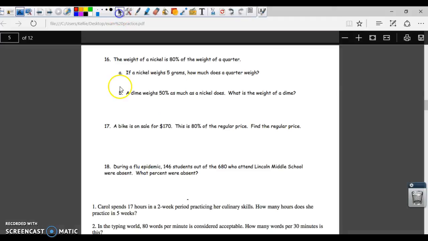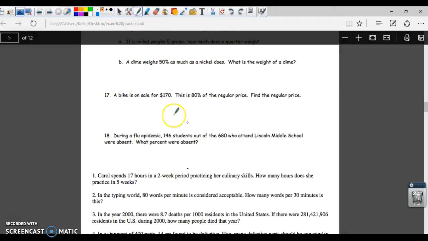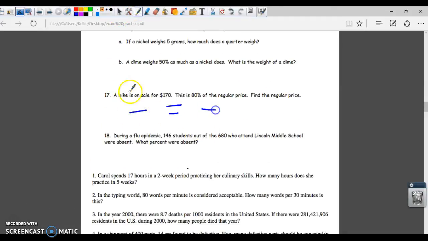Let's try number 17. This one, let's see how much you remember. A bike is on sale for $170. This is 80% of the regular price. Find the regular price. So you know your 80 is going to go here. Your 100 is here. Find the regular price, that's here. 170, the regular or original price, is going to go with the bottom that's here. Remember that was the "of." So you're going to cross multiply and divide: the 170 times 100, divide that by 80.